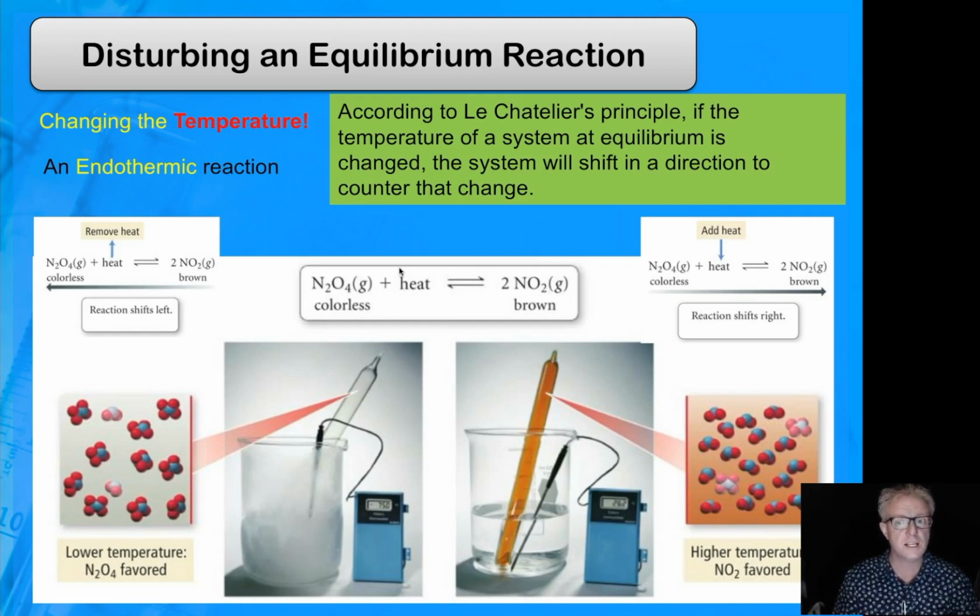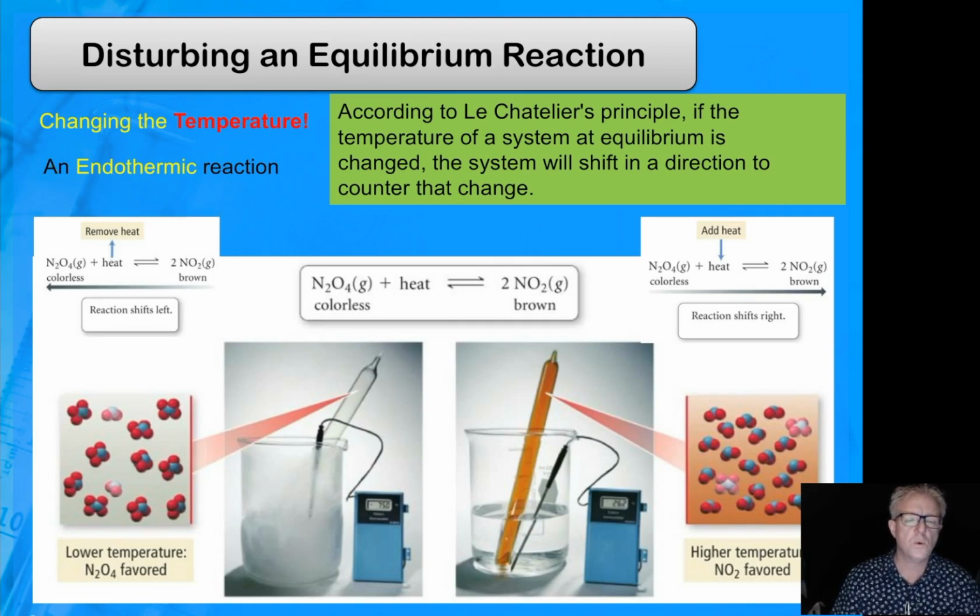Now, according to Le Chatelier's principle, if the temperature of the system at equilibrium is changed, the system will shift in the direction to counteract that change. So let's have a look at the scenario here. Let's start on the left-hand side, and we can see that we're going to remove heat. If we remove heat from the reactant, then the reaction is going to shift from the brown nitrogen dioxide towards the left so that it can produce more heat, right? So we're removing heat, and the reaction moves in the direction to minimize that change, and that is the direction that is producing heat, right?